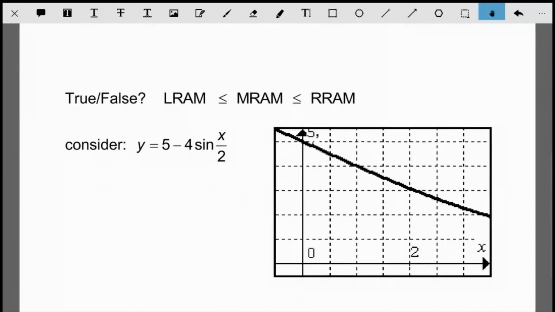Okay, so let's take a look at just a couple more. It says true or false. The left-hand approximation is always less than or equal to the midpoint, which is always less than or equal to the right-hand approximation. So let's think about whether or not that's always true.